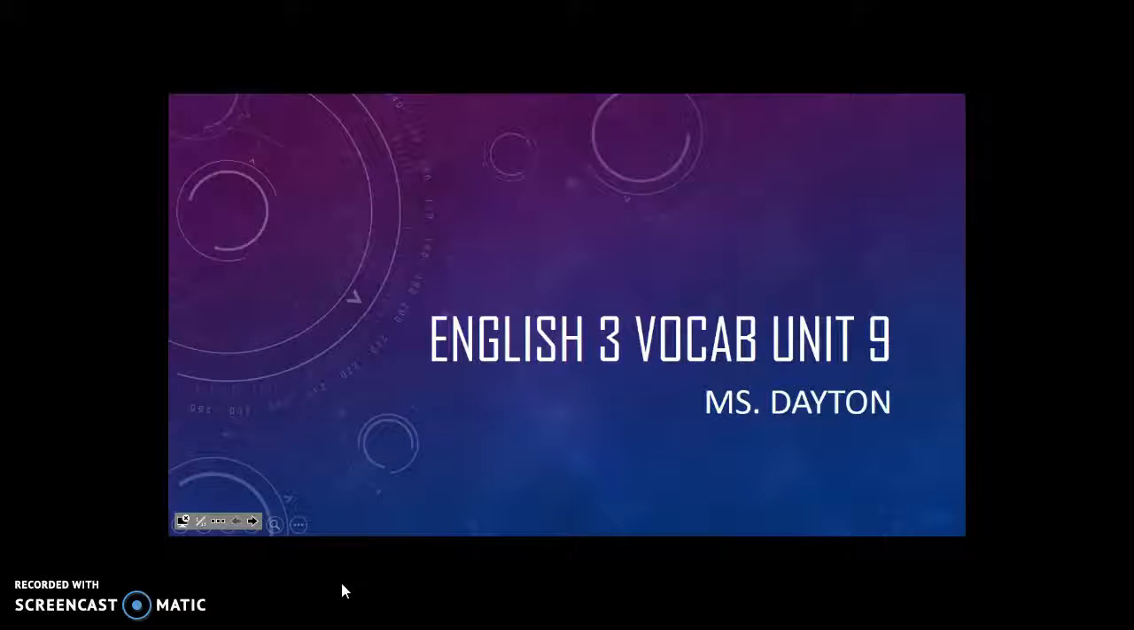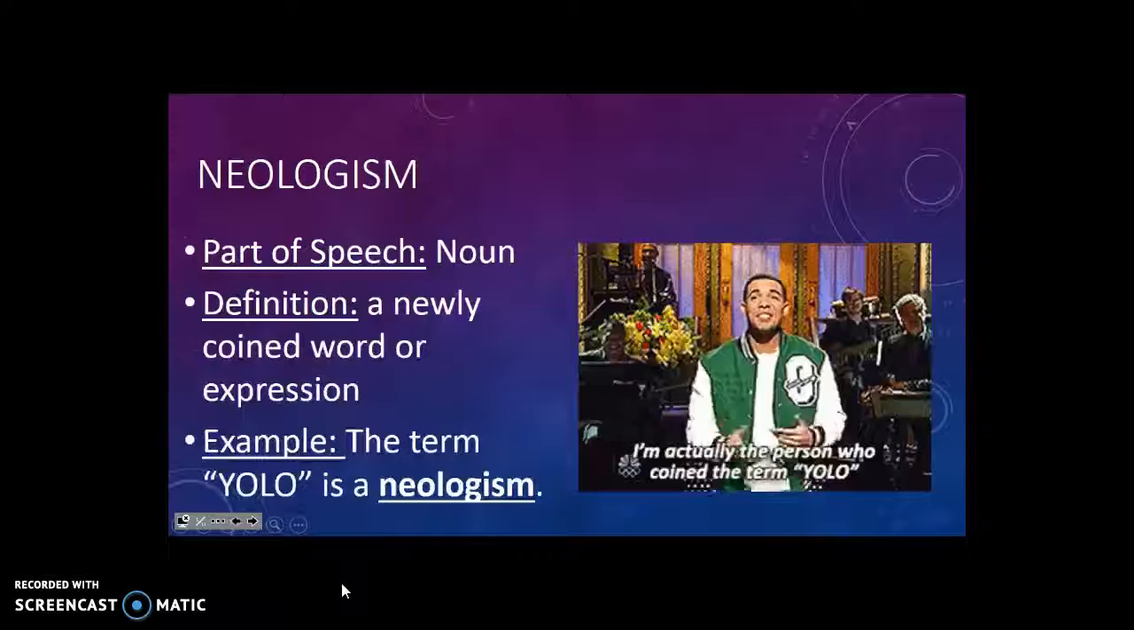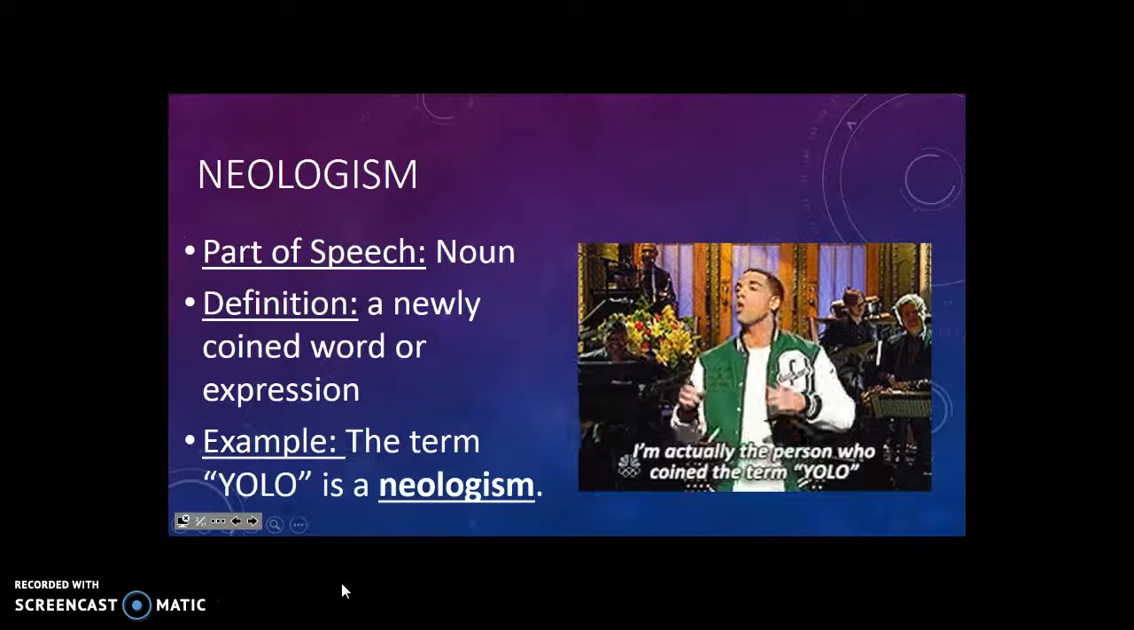This is the 9th vocabulary unit for English 3. I'm Miss Staten. As always, I will give you the word, the part of speech, the definition, and an example. Let's begin. Our first word is neologism.